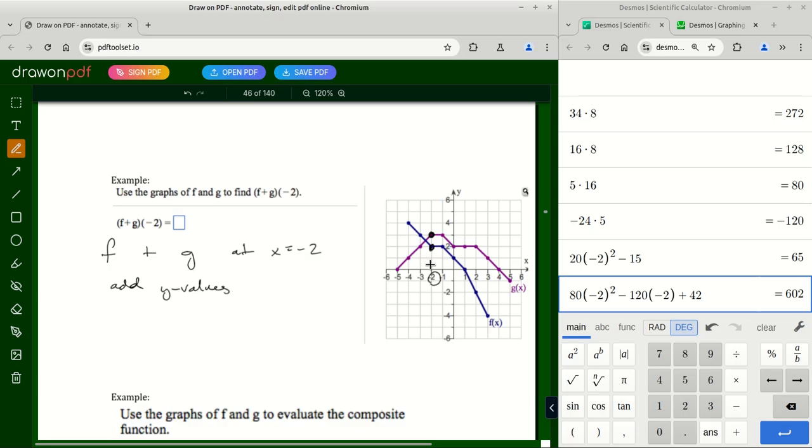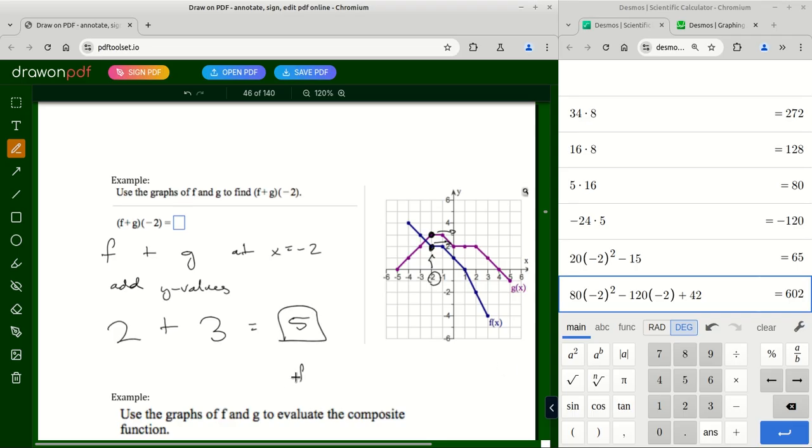So what's my y values here? I got a 2, and here I got a 3. So they're saying 2 plus 3. What's 2 plus 3? It's 5. Done. Now, I want to repeat this one again so that we're understanding what's going on here.